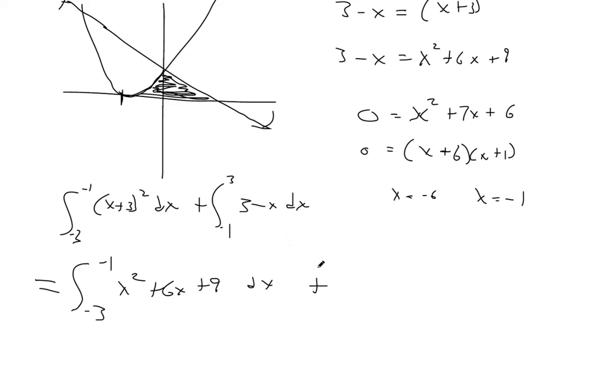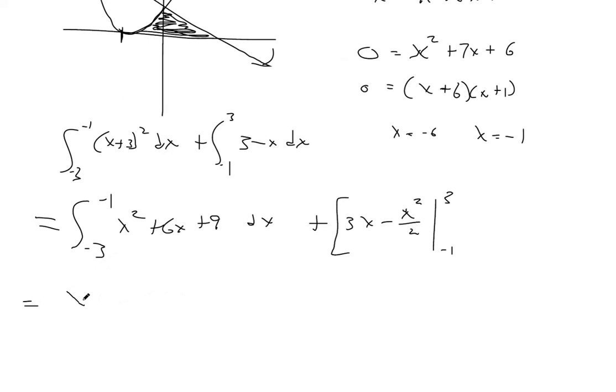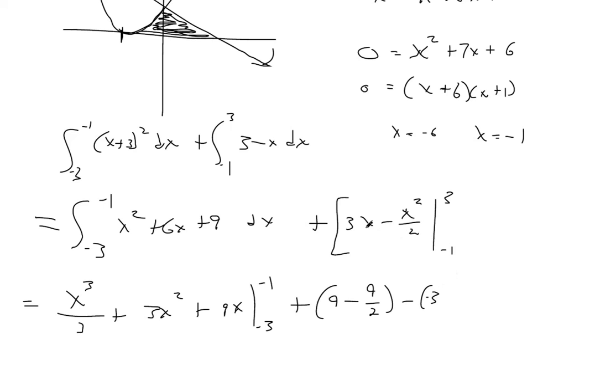And over here, I don't need any funny business because I'm going term by term. The antiderivative here is going to be 3x, and then minus x squared over 2. Limits of integration from -1 to 3. So the antiderivative term by term here is x to the third over 3 plus 3x squared plus 9x from -3 to -1. And then limits of integration over here, if I plug in 3, 3 times 3 is 9. And then we're subtracting 3 squared is 9 over 2. And then we need to subtract what happens when we plug in the lower limit of integration. -1 times 3 is -3. (-1) squared is 1, so that's 1/2.